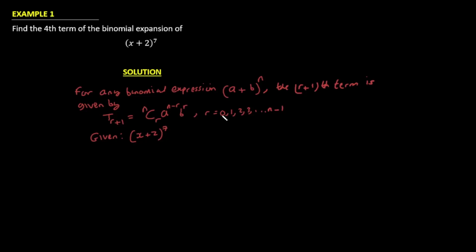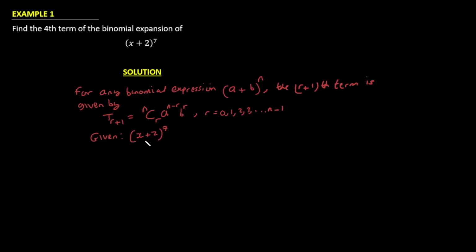For r, take values from 0 to n minus 1. So when r is 0, we have the first term. When r is 1, we have the second term. When r is 2, the third term. And when r is n minus 1, we have the last term. So this is where we get the term from.